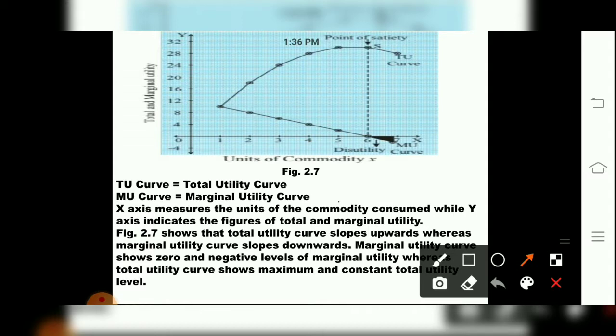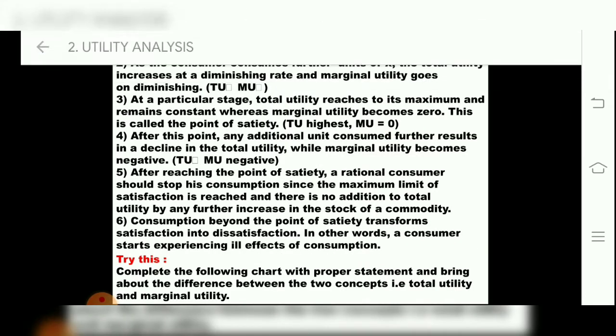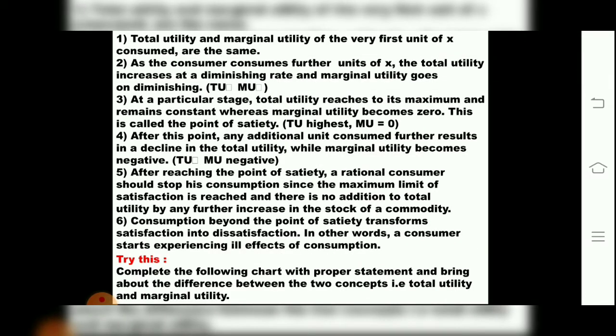So this total utility, if you can see in the diagram, is upward sloping, children. And marginal utility, keep in mind, is downward sloping. Why is it downward sloping? Because it has come into the zero or negative quadrant. So let us see, what is the relationship between total utility and marginal utility, children?